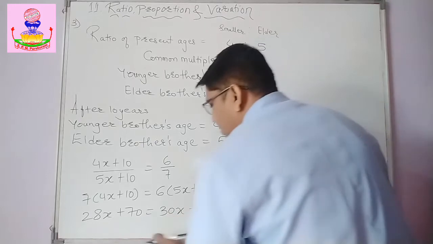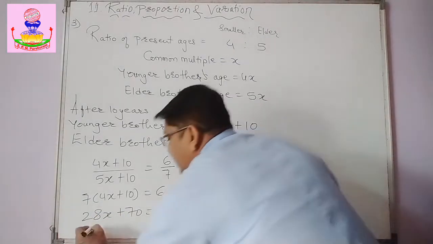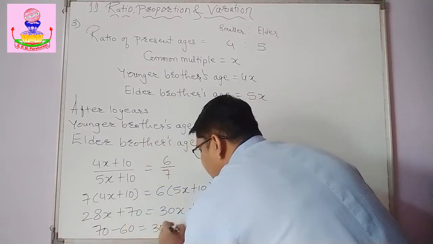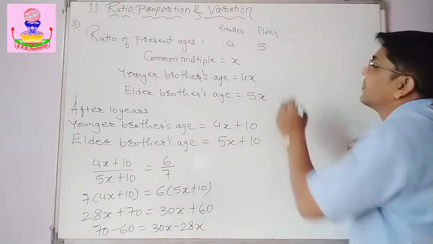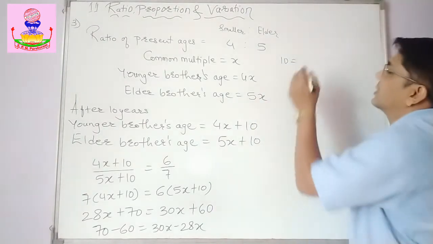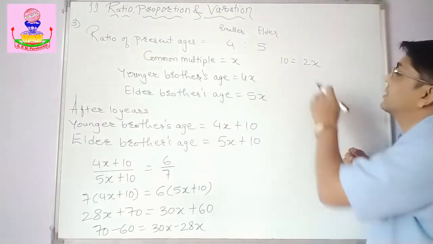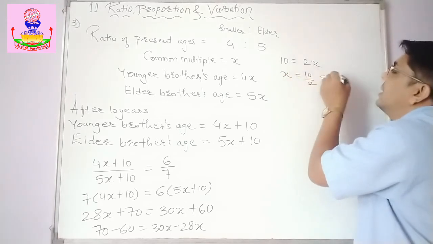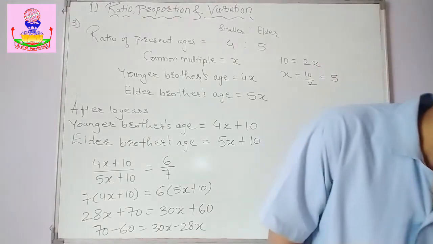Okay. Now bring this to this side, and this to this side. So 70 minus 60 is equal to 30x minus 28x. So 70 minus 60 is 10. That is equal to 30x minus 28x, so that is 2x. So x is equal to 10 upon 2. That is 5 exactly.